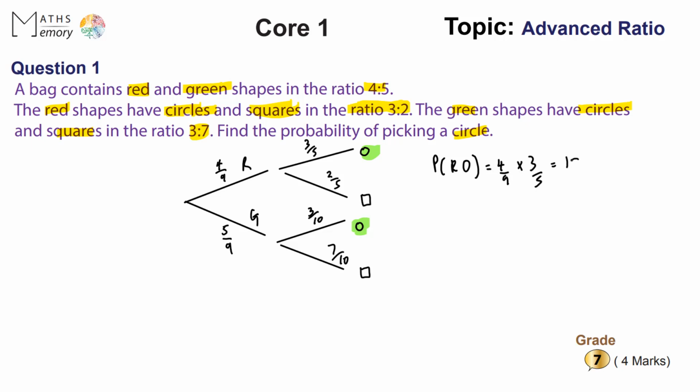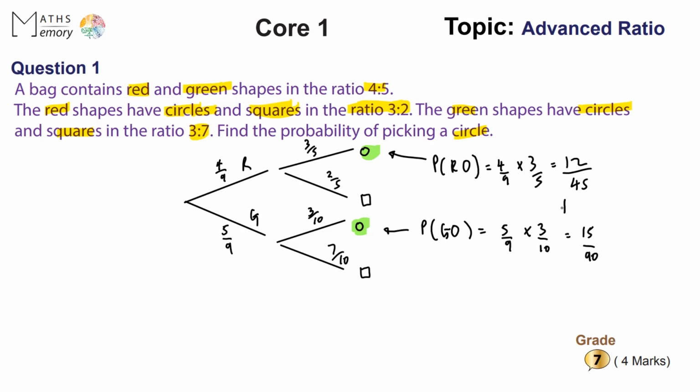That would give us 12/45. Now that would be this one over here, by the way. This one over here would be the probability of getting a green and a circle as well. G and circle would simply be 5/9 times 3/10. It's nicely represented in this format. 15/90 is the probability you'd get a green circle. So it could be this or this.